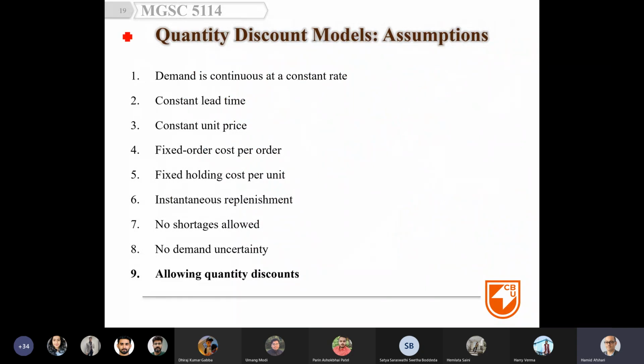Now we want to learn about the third model. Okay, third model is in your final exam, and you need to learn deeply about that. Okay, the third model is called quantity discount model. Okay, and before I start, do you have any example of quantity discount model in your mind?